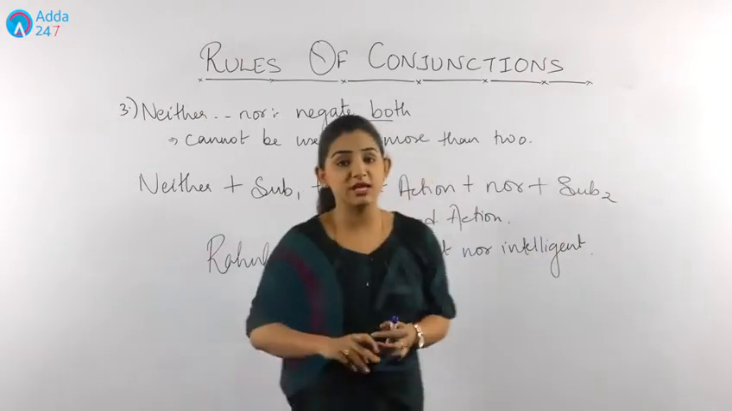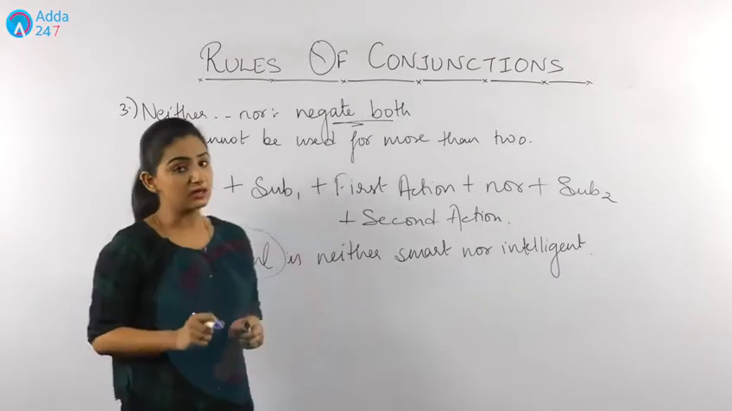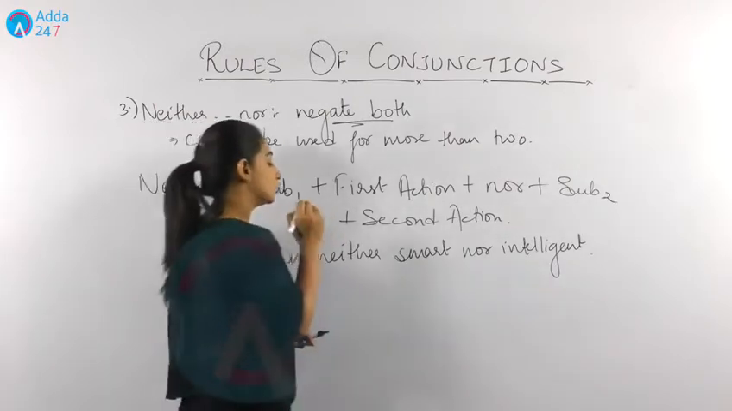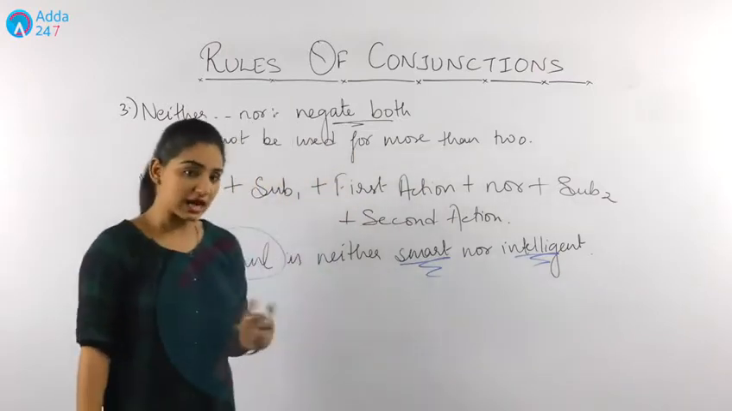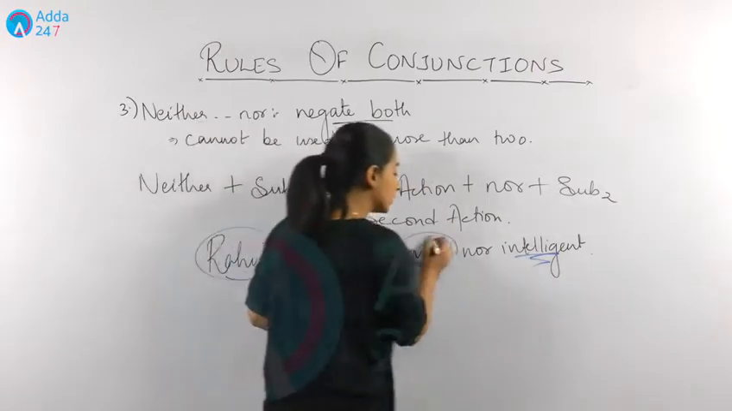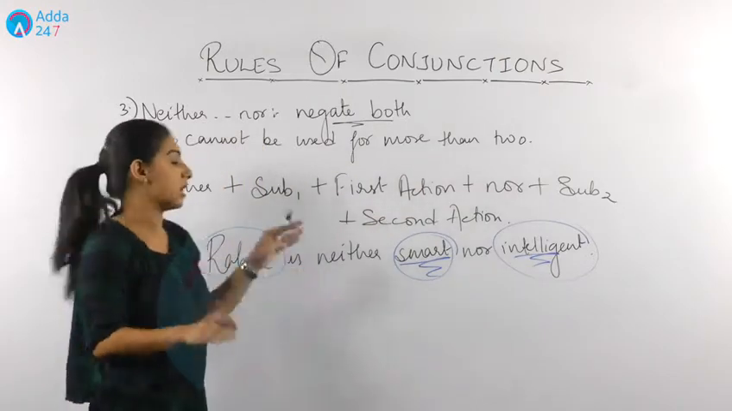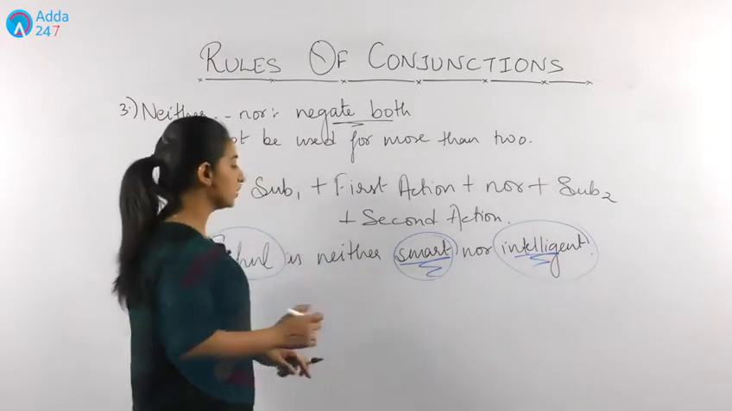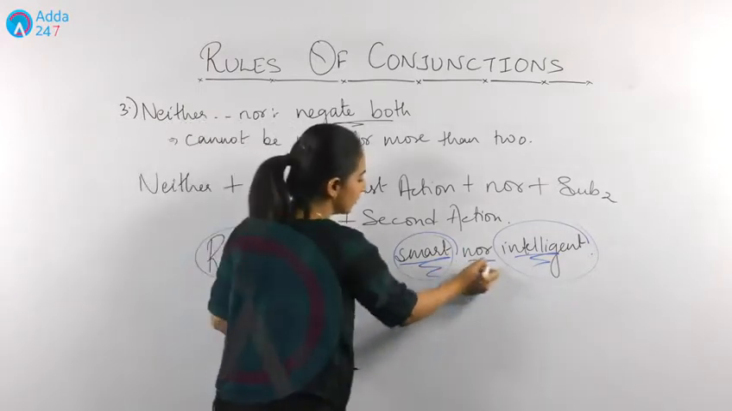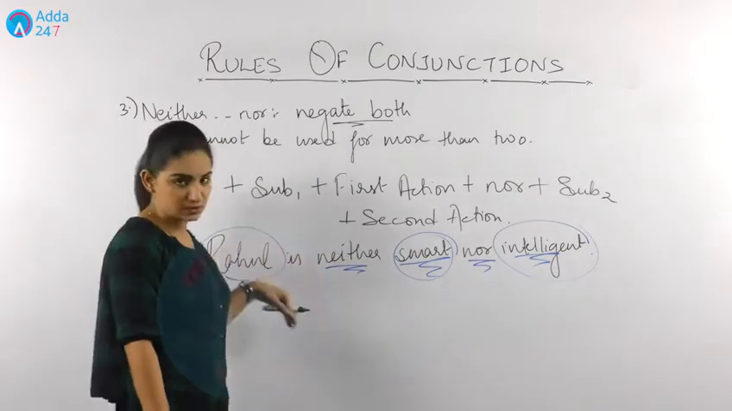Now here you can see we have one single subject, Rahul, isn't it? And after that you have two adjectives for it, smart and intelligent. And both are used for Rahul only, and you have to negate both. That means Rahul is not smart and not intelligent. So what we can use is neither nor. So if we have a conditional sentence, then we can use it like this as well.